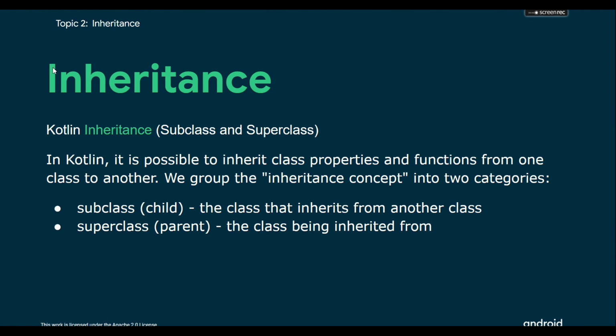Now let's take a look at the last topic of this video, which is inheritance. Kotlin inheritance, subclass and superclass. In Kotlin, it is possible to inherit class properties and functions from one class to another. We group the inheritance concept into two categories. The first category is subclass, which is a child class, the class that inherits from another class. Then superclass, which is a parent, the class being inherited from.